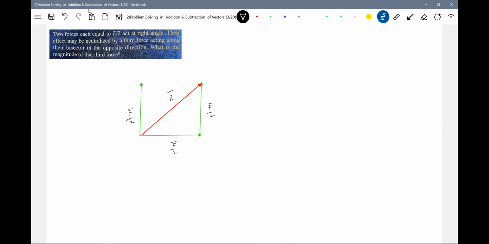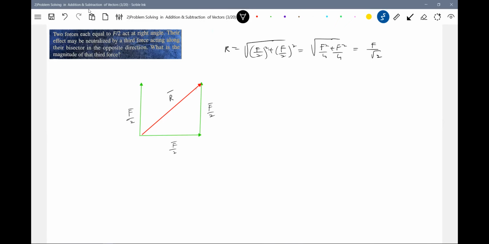Then what is that resultant equal to? When two vectors are perpendicular, the resultant is given by the square root of F by 2 whole square plus F by 2 whole square. So this will become the square root of F square by 4 plus F square by 4. So this will become F by root 2. So this is the R bar.